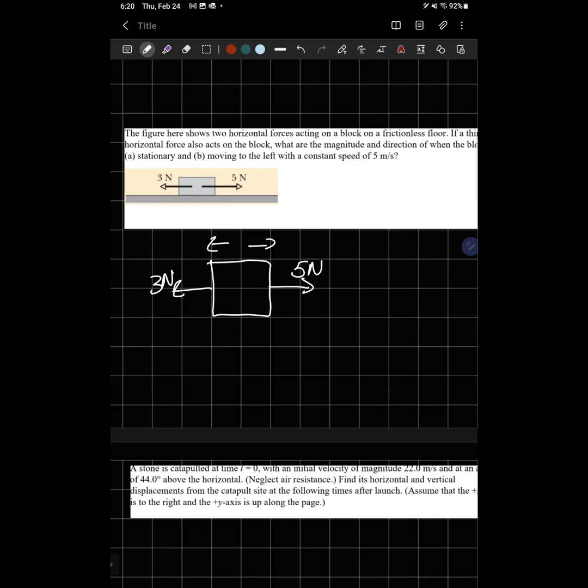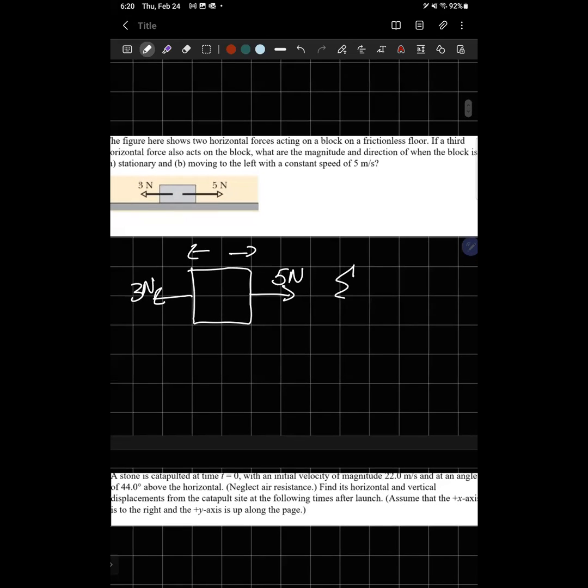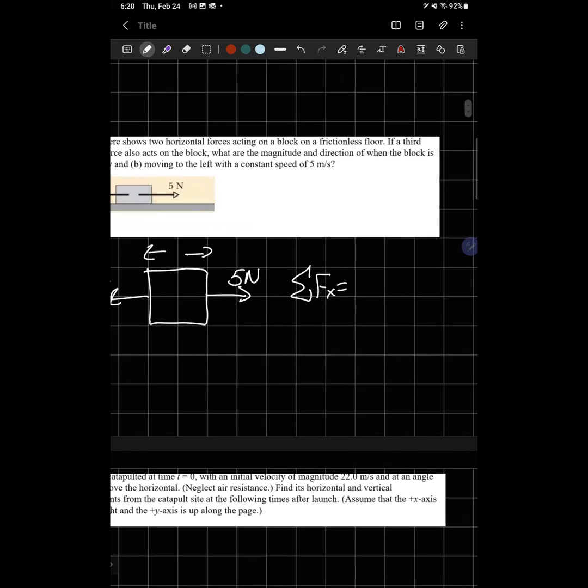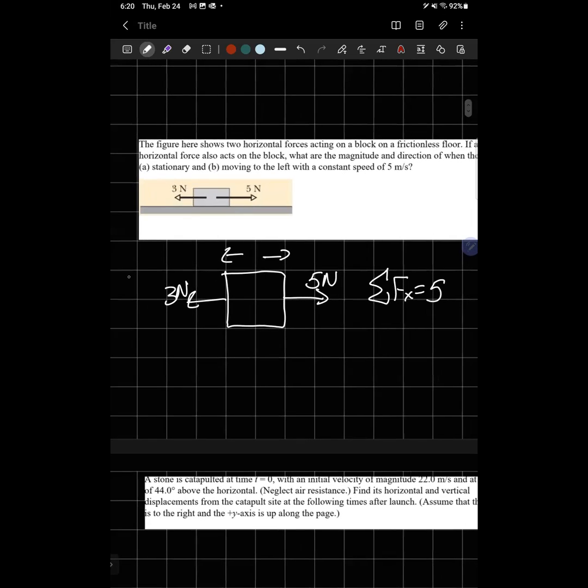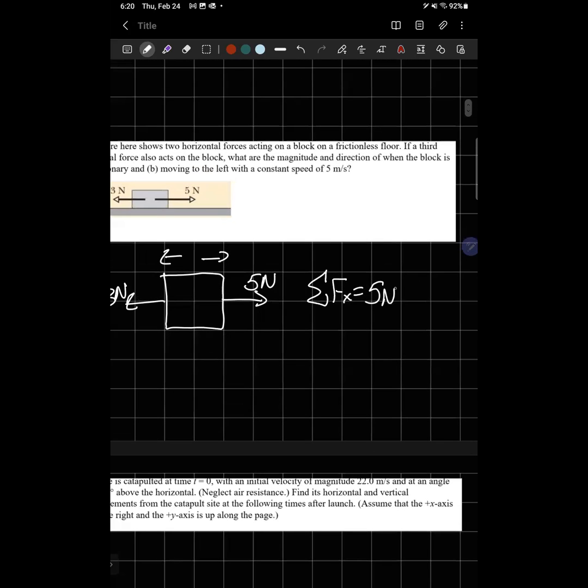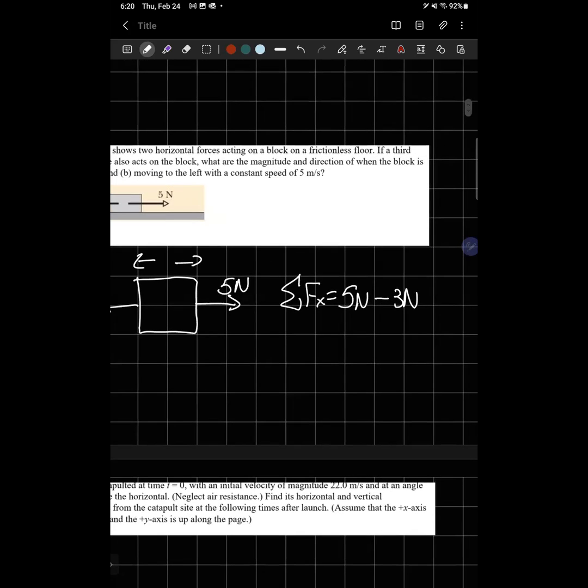If I'm moving at constant speed, as you said, I have no acceleration. What does that mean about my forces? They equal 0. So doing my sum of forces, I have a 5. Let me make my coordinate axis. 5 newtons to the right minus 3 newtons to the left here is going to give me 2 newtons. How am I going to make that 0?